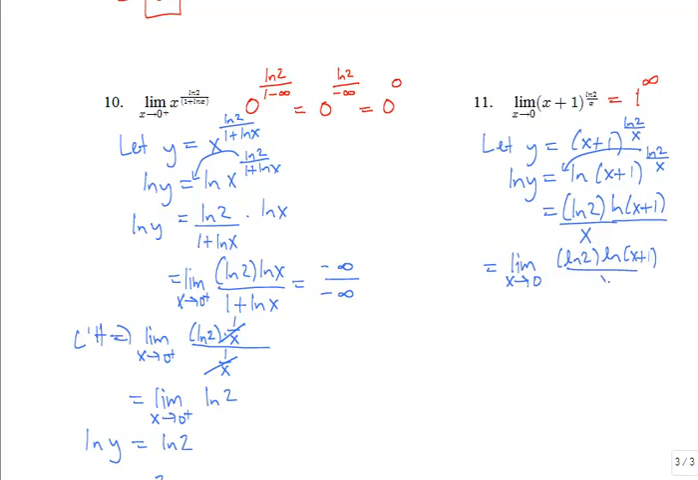Now we want to plug in our 0 first to see if we have an allowed indeterminate form. So ln of 2 is just a constant. 0 plus 1 is 1, and ln of 1 is 0. In the bottom, the x goes to 0. So this is 0 over 0. So we can use L'Hopital's Rule.